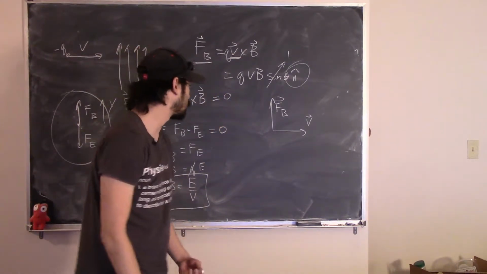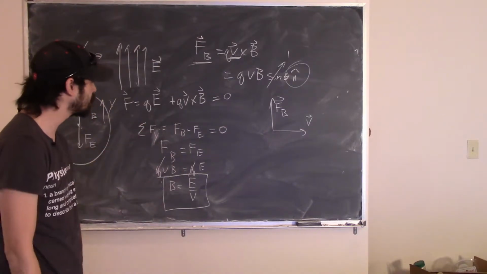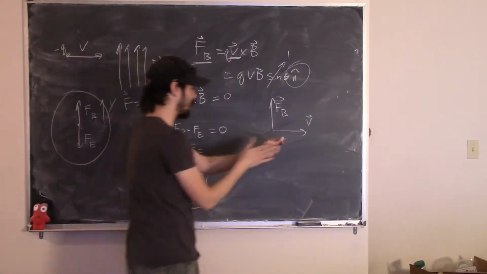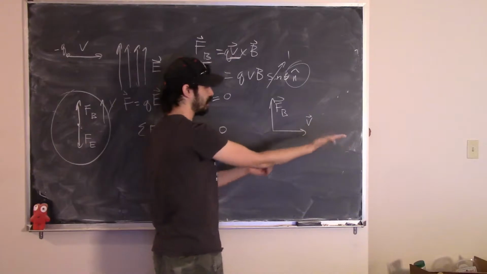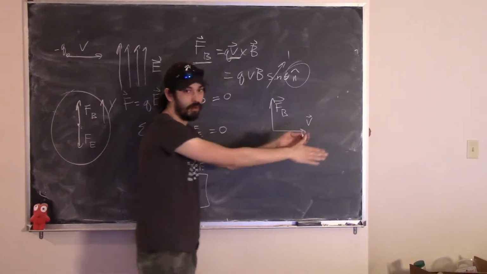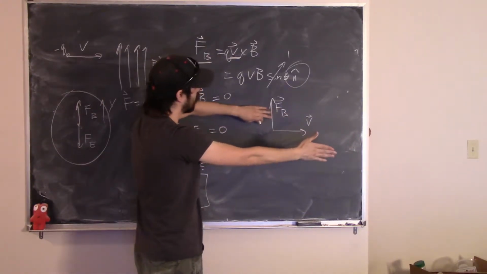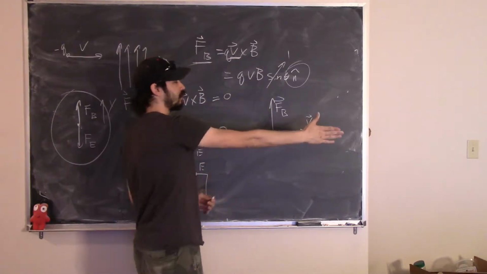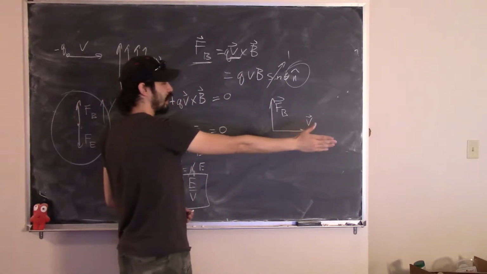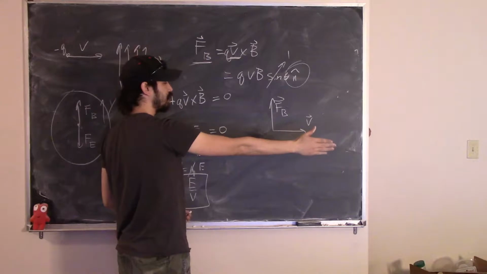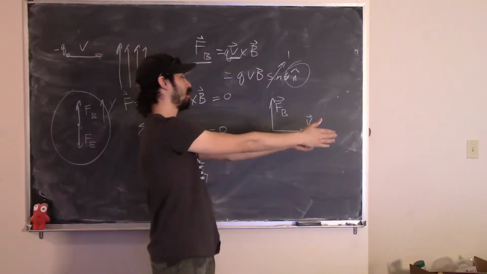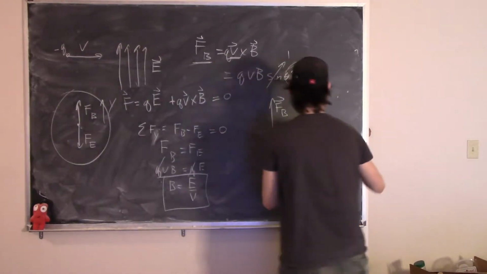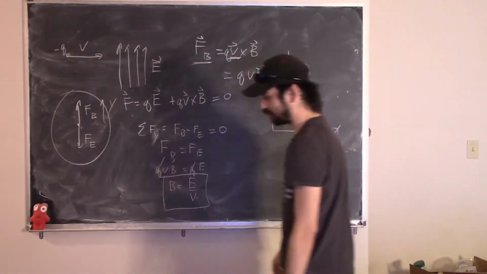That's the second vector. And so in this case, I have the fingers of my right hand pointing in the direction of V, and my thumb needs to point in the direction of the force. So in order to do that, I have to hold my hand like this, and now curl my fingers this way. When I'm curling my fingers, it's going to go into the board like this. So this is going to go in this direction.